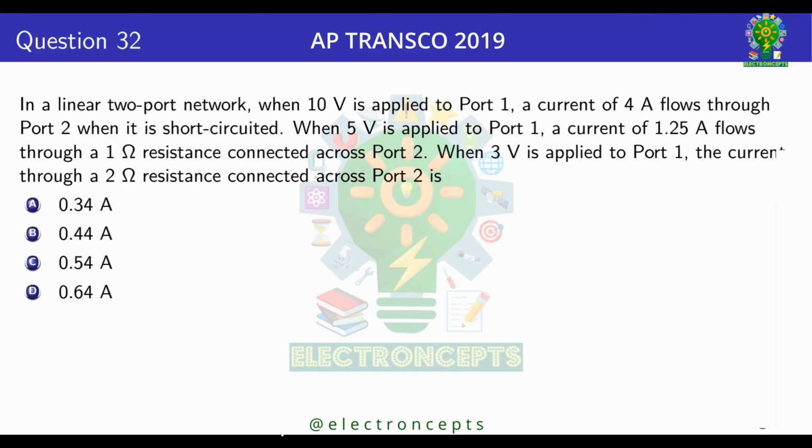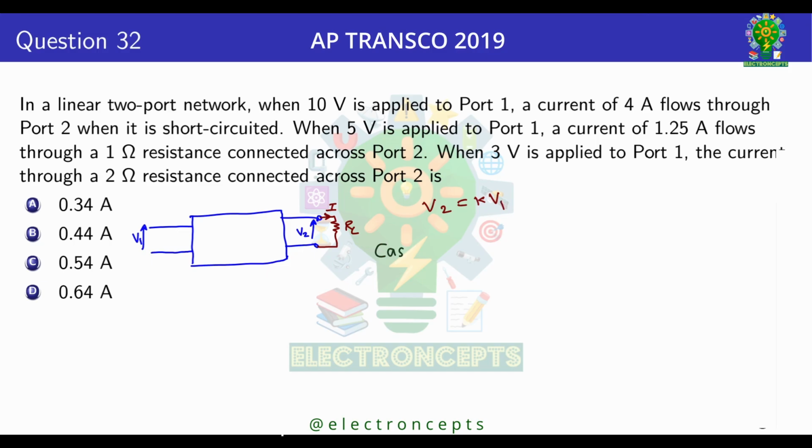And when 3 volts is applied to port 1, we need to calculate the current through a 2 ohms resistance connected across port 2. Since the network is linear, we can represent port 2 using its Thevenin's equivalent circuit, which is as shown here. Since the network is linear, the port 2 voltage V2 is directly proportional to applied port 1 voltage V1. We can write V2 is equal to K into V1.